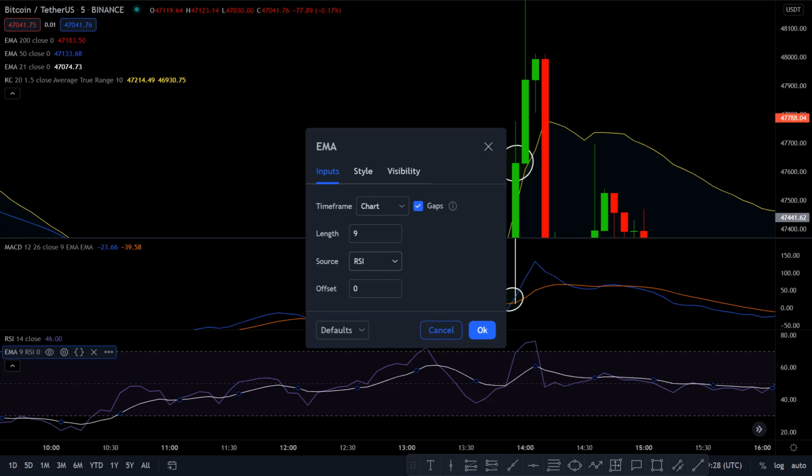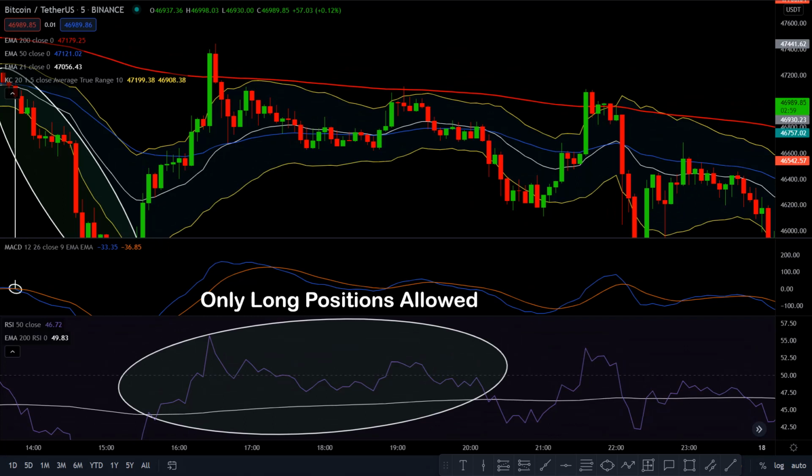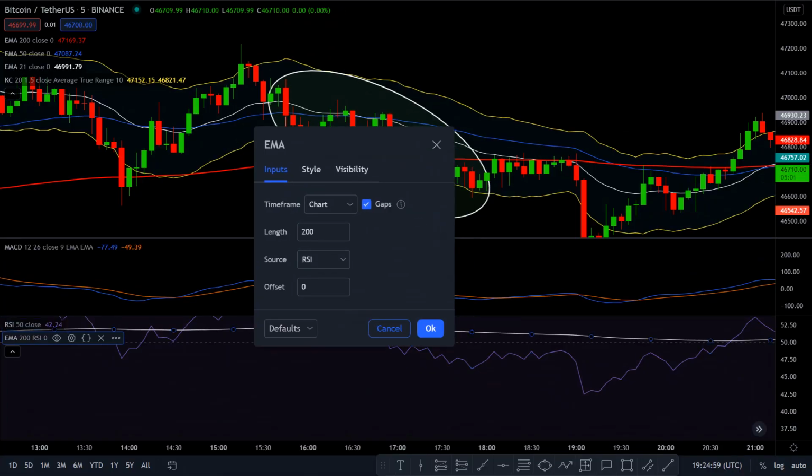Usually, we are using different levels on the RSI to tell if the price is oversold or overbought. With this RSI source EMA, we can easily use the RSI indicator to tell when the momentum is shifting direction. The rule for this indicator is the following. If the RSI value is above the RSI source EMA, we can only enter into a long position because the momentum is trending up. If the RSI is under the RSI source EMA, we can only enter into a short position because the momentum is trending down. The settings are the following: 50 RSI length and 200 EMA.